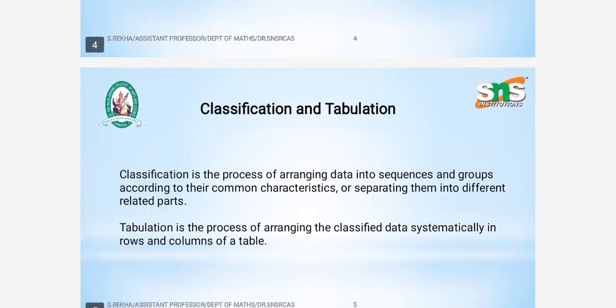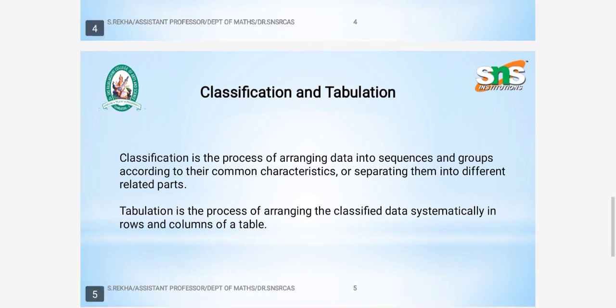After collection of the data, we first classify the data and then tabulate it. What is the process of classification? Arranging the data in a sequence and grouping the data. After collecting either primary or secondary data, we classify it by arranging it in a sequence and grouping it according to common characteristics, or separating it into different related parts. The next step is tabulation. After the classification, we tabulate the data in the form of rows and columns in a table. This is the process of classification and tabulation.